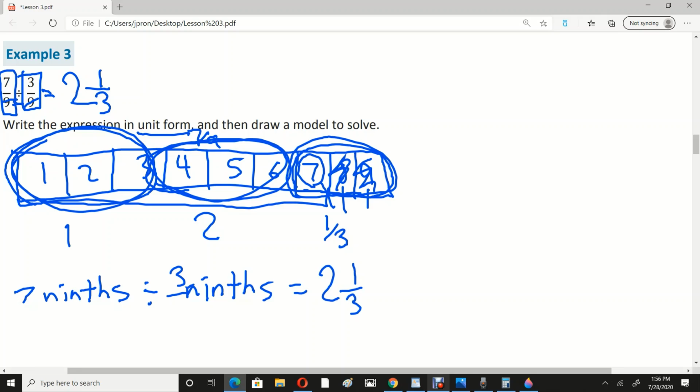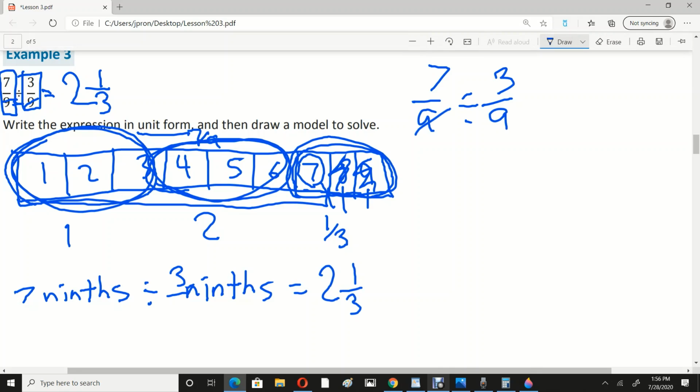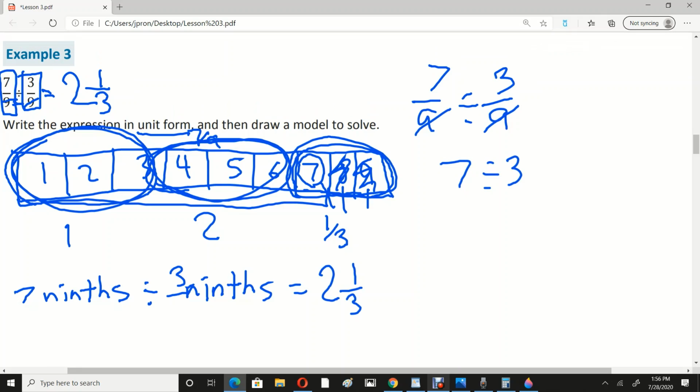Now another way you might have thought about this, going back to using our cheat code, we have 7 ninths divided by 3 ninths. Well, they have common denominators, so we can ignore them. So really what we have is 7 divided by 3. Well, we know that 7 divided by 3 can also be written as a fraction, 7 over 3. So, divide 7 by 3, we get 7/3. We can simplify this. This is called an improper fraction.